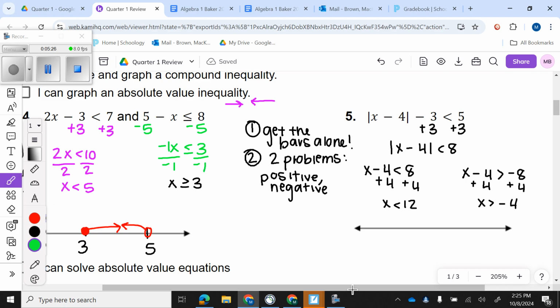I've got to come put these on my number line. Negative 4 comes first, 12 second. Both of these are going to be an open circle because there's not a line underneath them. 12 is less than, so it's going to the left. Negative 4 is greater than, so it's going to the right. And I need the word "and" right here.